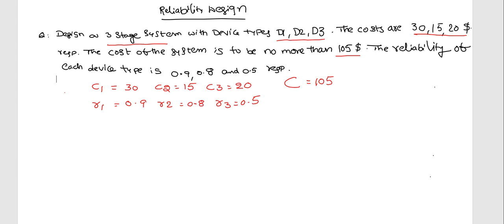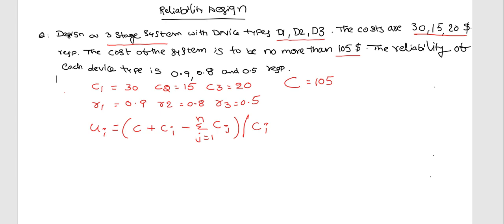Based on the given information, the first step is to find how many devices we can use at each stage, a maximum, that is we have to find the upper bound. You know the formula. What is the formula? Ui, the upper bound at a particular stage i, is equal to (C plus Ci minus sigma j equals 1 to n Cj) divided by Ci. This is the formula to calculate the upper bound at each stage.